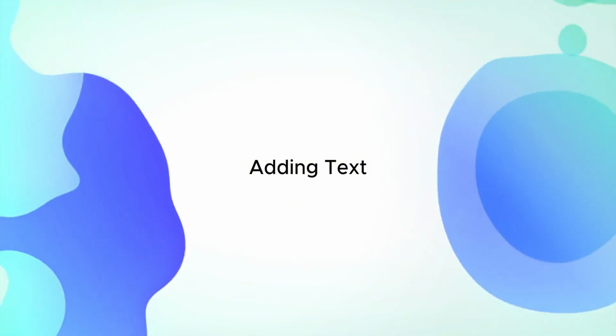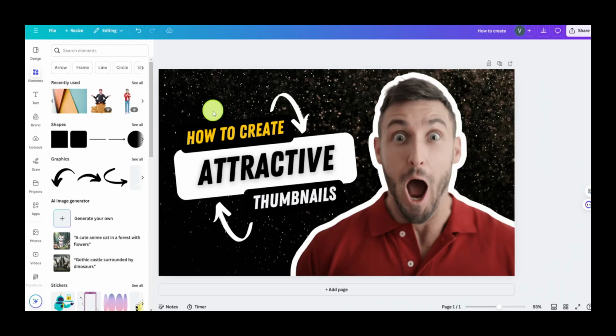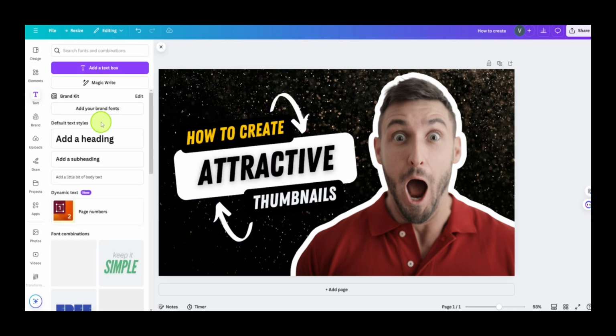Adding text. Click on Text to add a heading or subheading. Choose clear, bold fonts for readability. Adjust text size, color, and style to ensure it stands out, even on small screens.